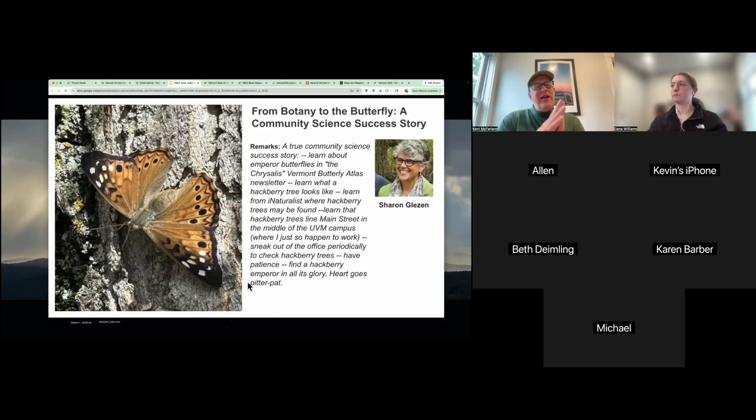And a lot of you probably heard this story because I love this story from Sharon. In the first year of the Butterfly Atlas, in the newsletter, I did a species spotlight for these two butterflies, the two emperors that are found in Vermont. This is a hackberry emperor. And I did a species spotlight, and Sharon saw the newsletter and she was like, "Oh, I should learn more about this butterfly and look it up." And so she did that and then actually eventually found a hackberry emperor.